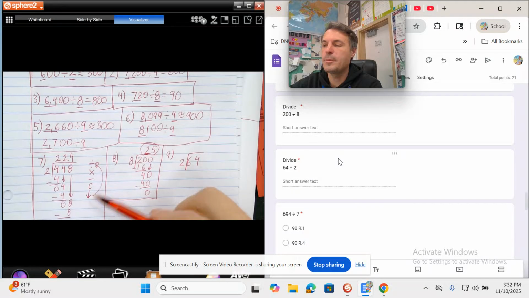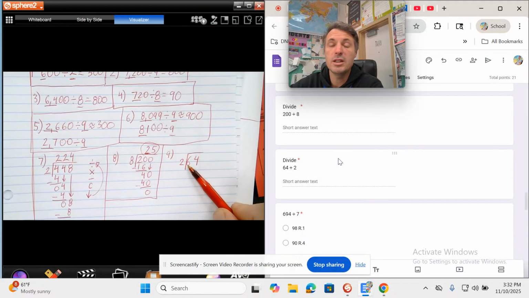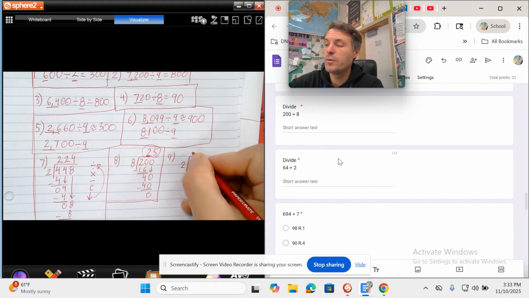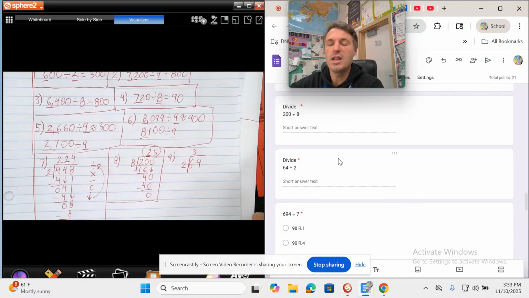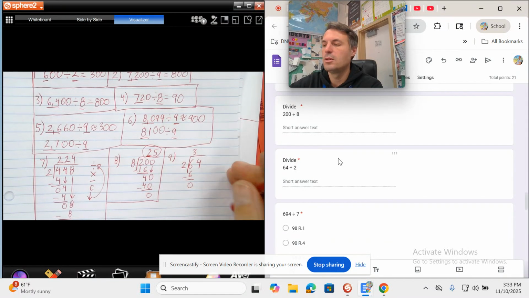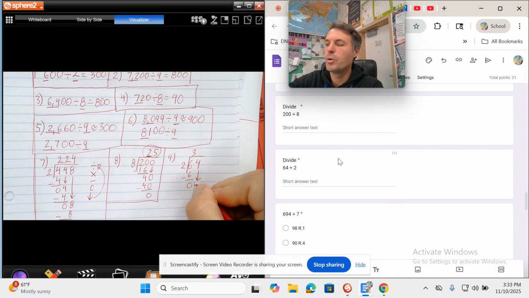We use these same steps. 2 can fit into 6. How many times? Well, what times 2 equals 6? That's 3. So 2 can fit into 6 3 times. Now we multiply. 3 times 2 is 6. Now we subtract. 6 minus 6 is 0. Is 0 smaller than 2? Yes. So now we bring down the 4.